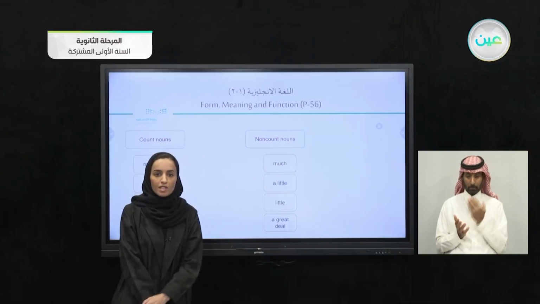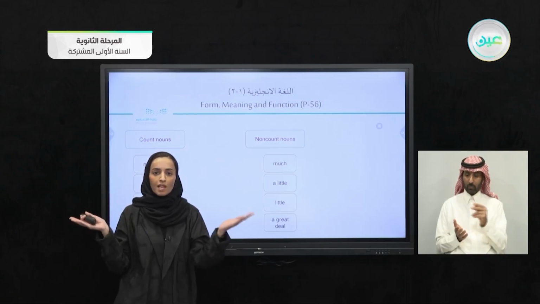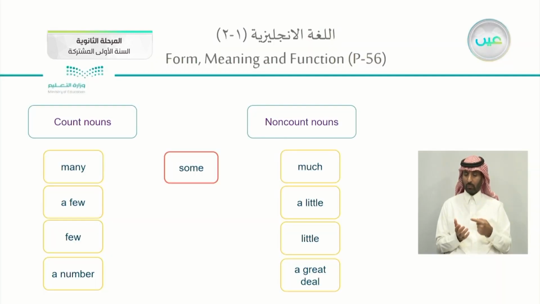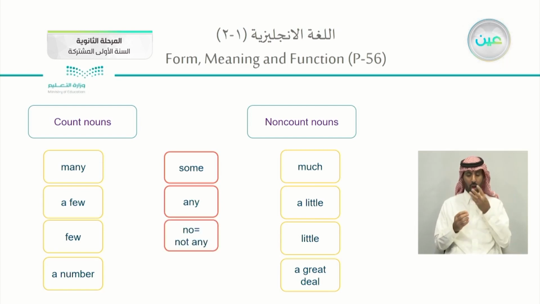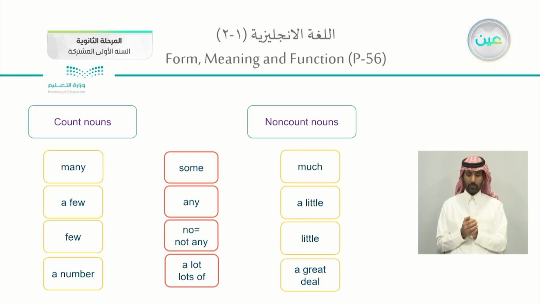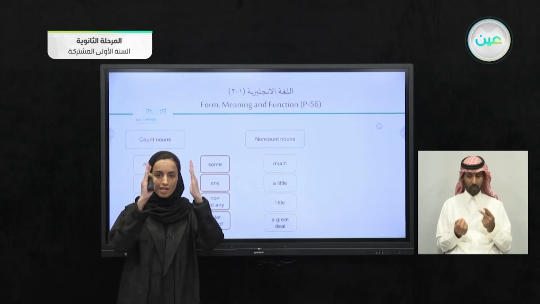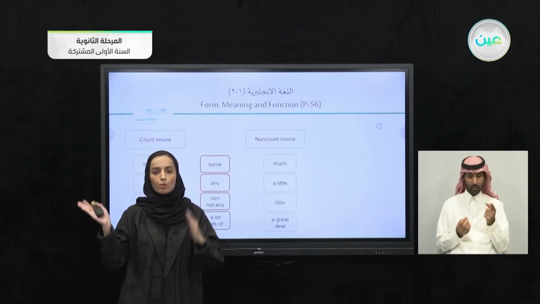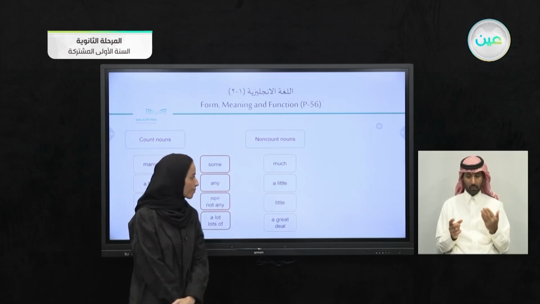Some other quantifiers can be used with both the count and the non-count nouns, like some water, some eggs, any eggs, any water. I can say no, which means not any, and a lot, and lots of. So some of them will go with the count, others will go with the non-count, and some of them can be used with both the count and the non-count nouns.